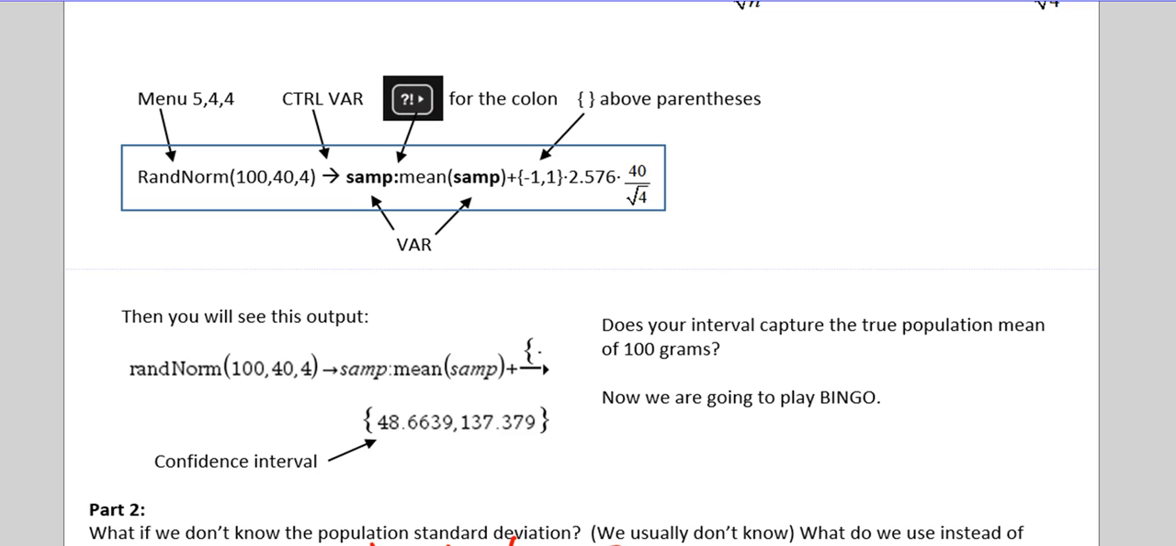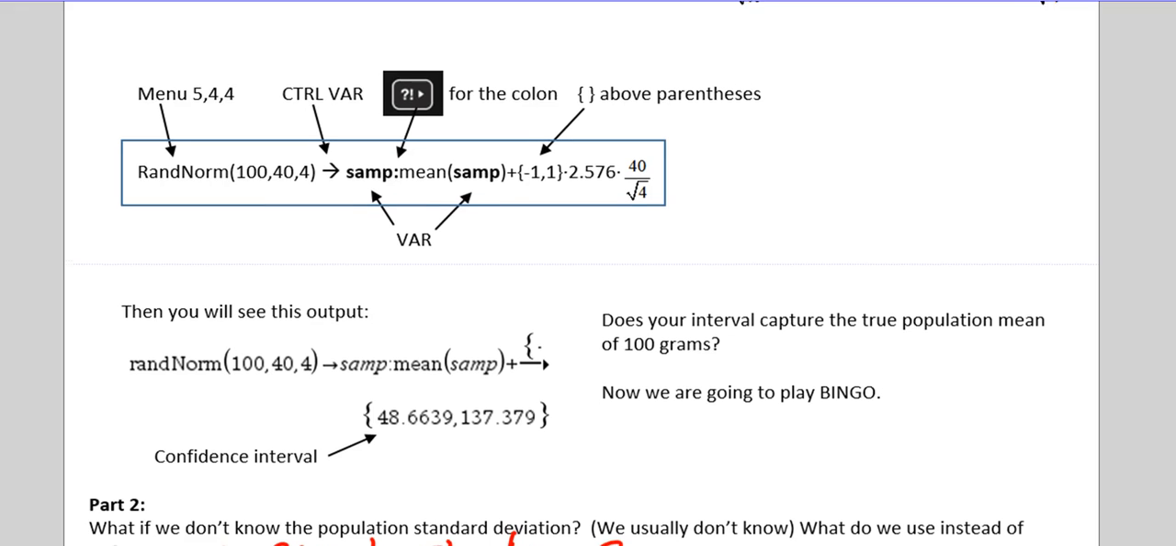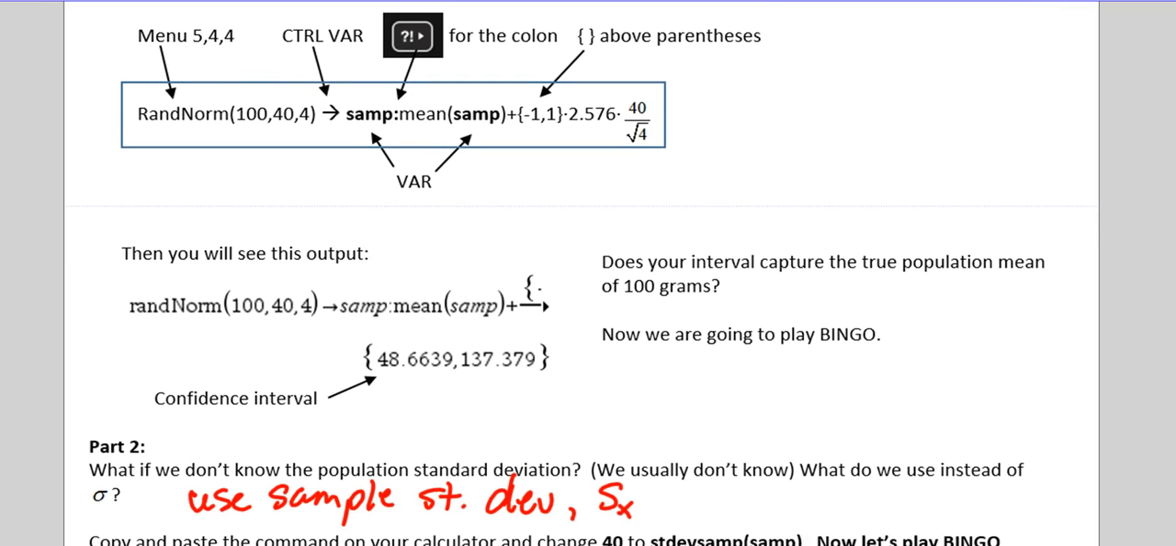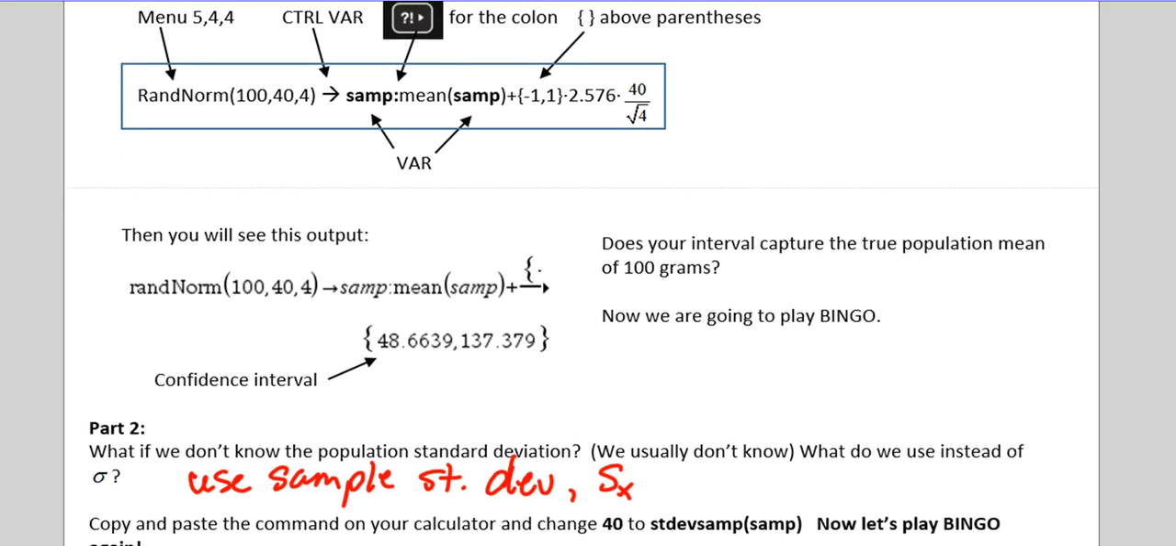What if we don't know the population standard deviation? Which we usually don't, because if we're trying to estimate the mean, how in the world would we already know the standard deviation? So you probably would say, well, what would we use instead of sigma? Well, we're going to have to use the sample standard deviation, S of x. Okay, so we don't know the population standard deviation, so let's use the sample standard deviation in place of sigma.